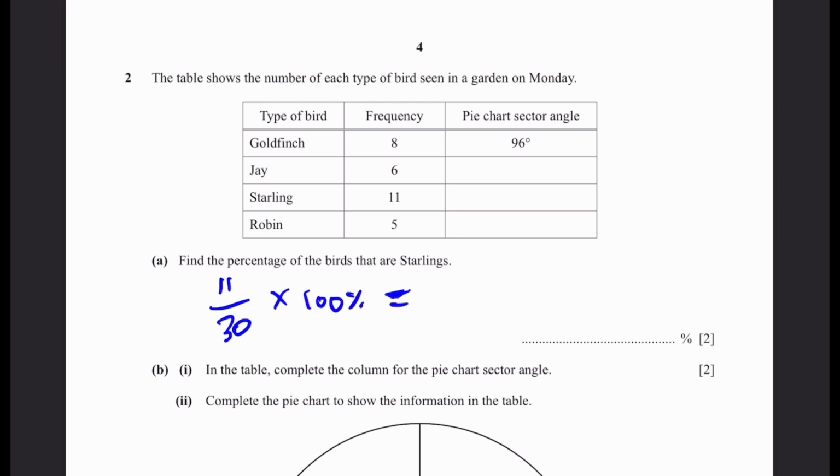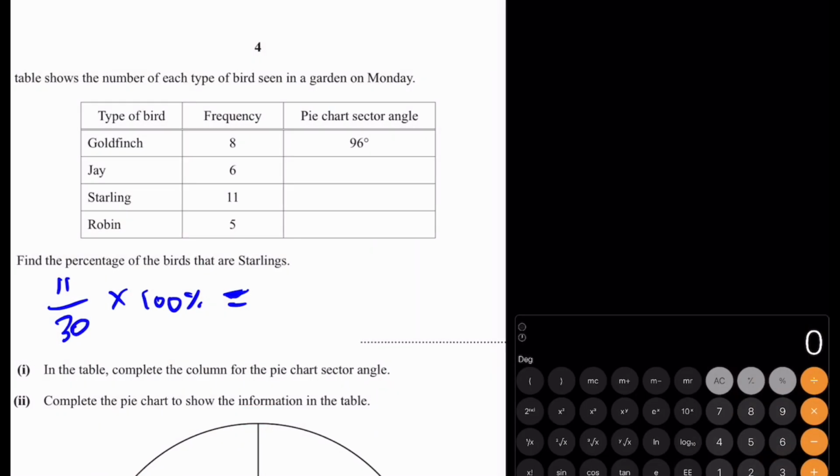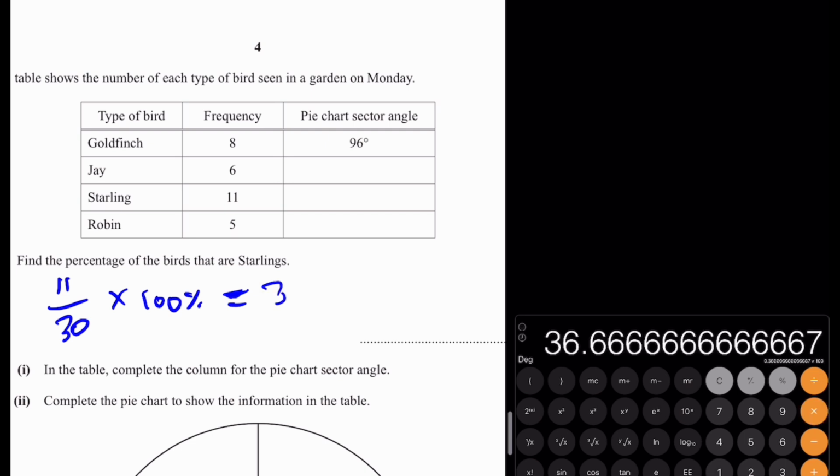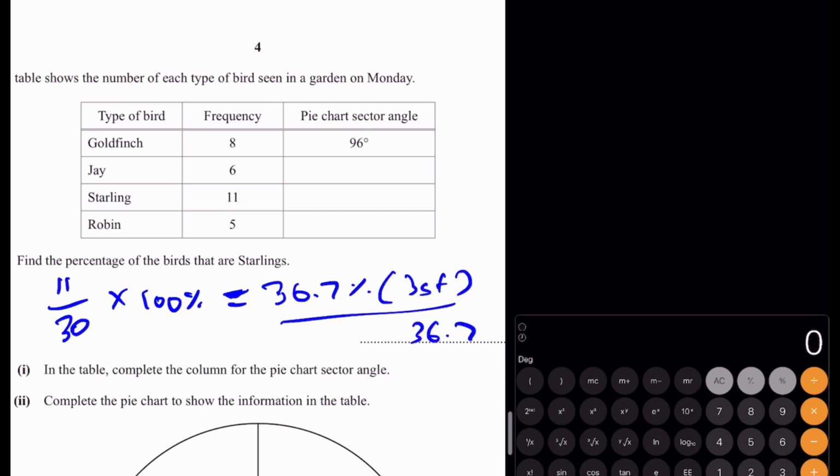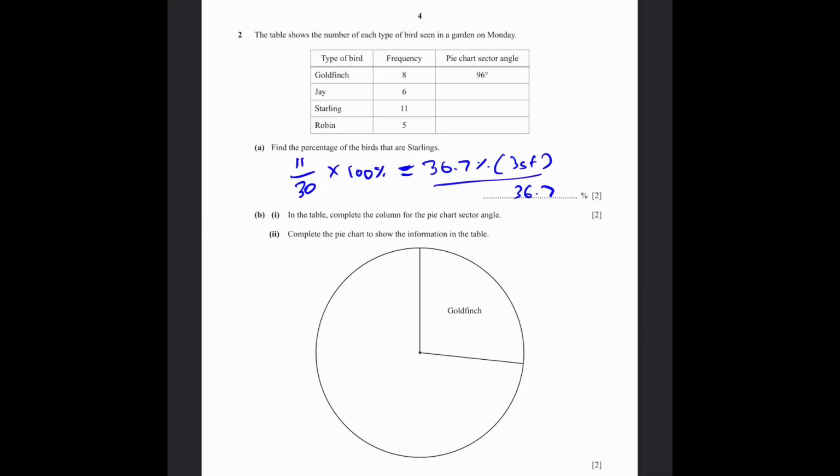And when we do this calculation, once again using our trusty calculator, 36.7% to 3 significant figures. That's our answer. Let's go to part B. 1. In the table, complete the column for the pie chart sector angle. In this case, the goldfinch, which has a frequency of 8, has a pie chart sector angle of 96 degrees, because 8 by 30 times 360 degrees is 96.